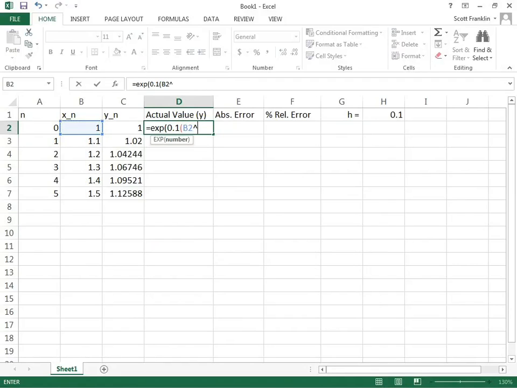So that squared minus 1, close the parentheses. Oh, I need a times in here. And I need to close the parentheses. Okay, and hit enter. And of course, I better get 1, otherwise I had the wrong function in there, because I've already told you that y at 1 is equal to 1.